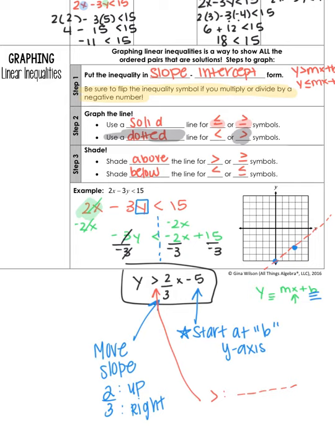Okay, the last step is we also have to figure out how we're going to shade. So it's a greater than symbol. So greater than says that we need to shade above the line. So we're going to shade above because it's a greater than symbol. So I'm literally going to shade everything that is above this line. So anything above that line is a solution to this problem.